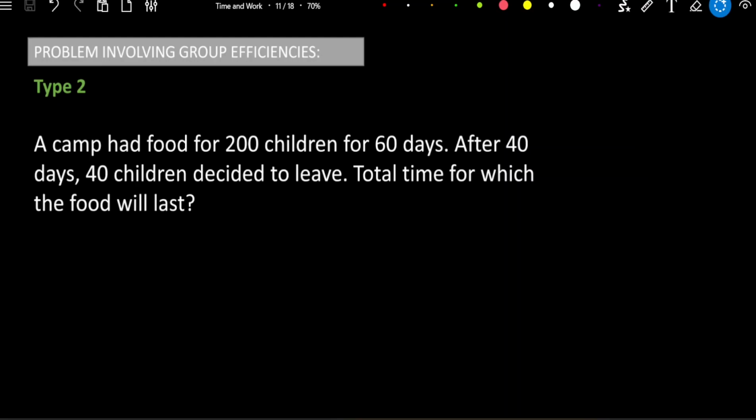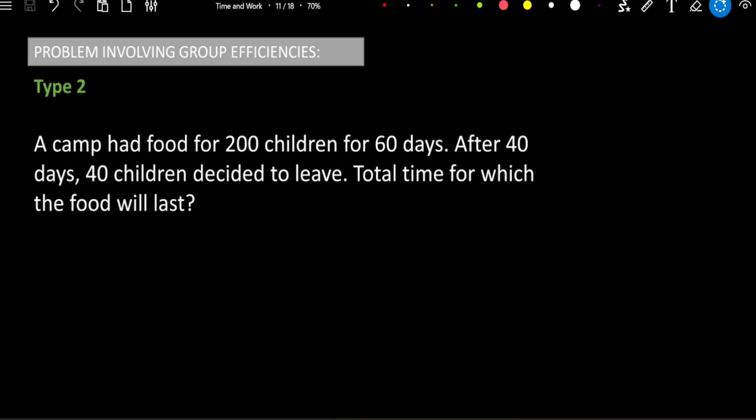Hi everyone, I welcome you all in the new lecture on topic time and work. So if you remember in the last lecture, I had discussed the first type of problem based on group efficiency. In today's lecture, I'll be discussing type 2 problem where I'll be discussing two important problems based on it. Let us start with the first problem.